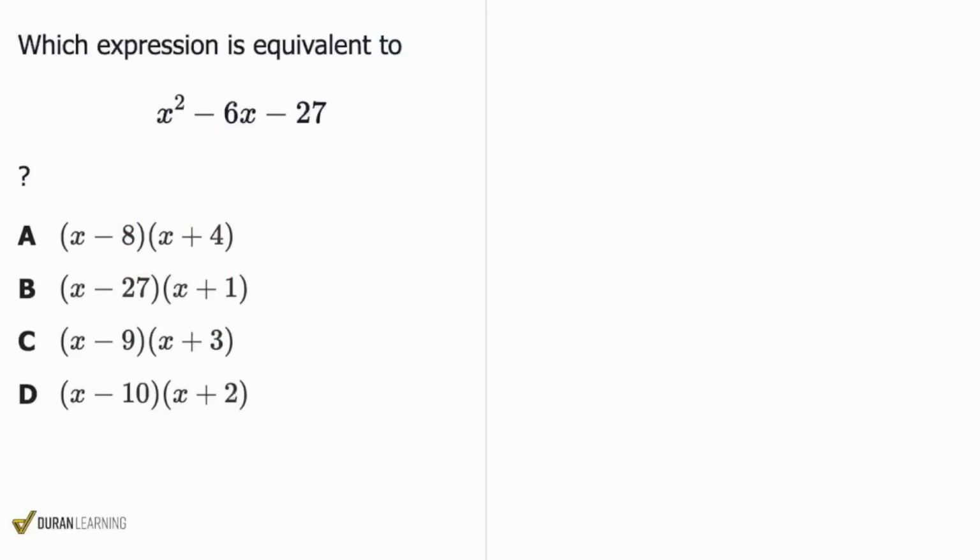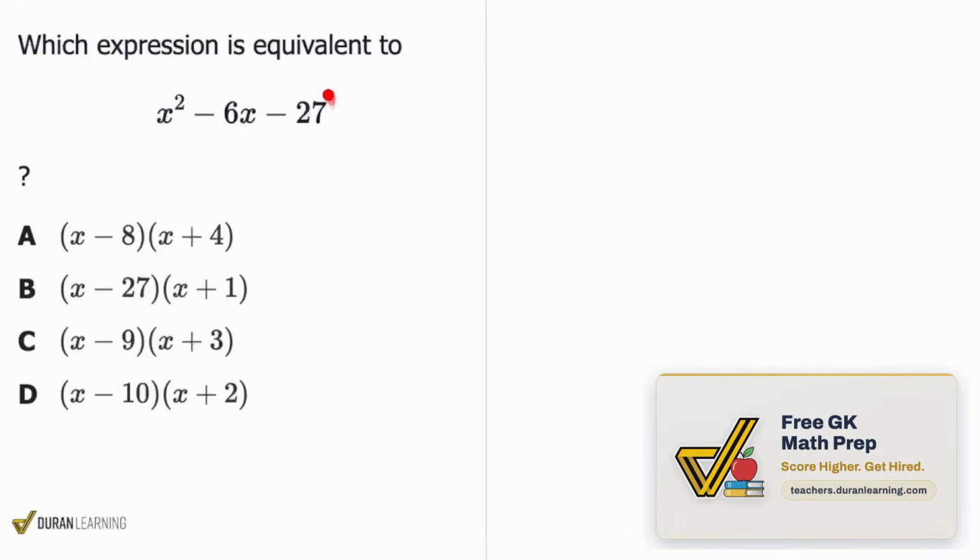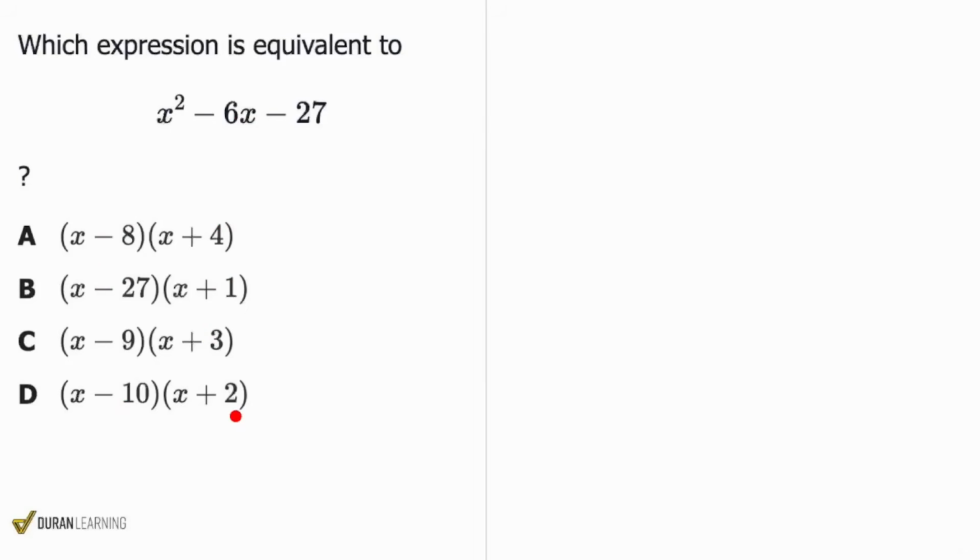Because remember, going forward, the rule for factoring trinomials is find the factors of C that add up to B. And these are your pairs. These are your factor pairs. Negative 8 and positive 4, negative 27 and positive 1, negative 9 and positive 3, negative 10 and positive 2. So when you take a look, two of these answers already do not make sense.